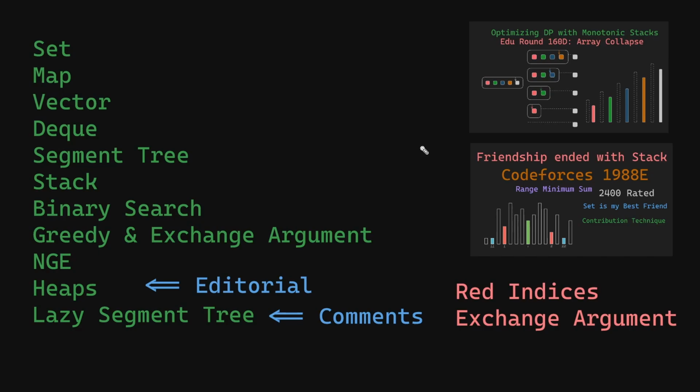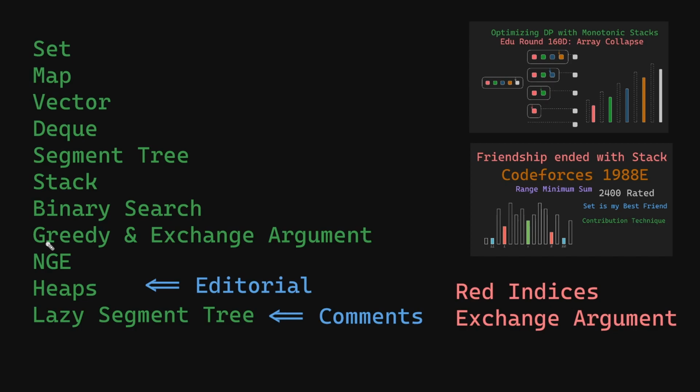We discussed multiple approaches to this problem that really demonstrate the power of data structures and algorithms. In fact, this problem can even be solved with heaps as well as a lazy segment tree. You can take a look at the editorial for the heaps solution and the comments section for the lazy segment tree solution. If you think that the connection to stacks and the next greater element was far-fetched, then it probably means that you are not well versed with the concept of monotonic stacks.